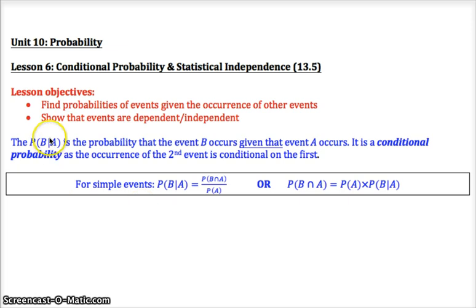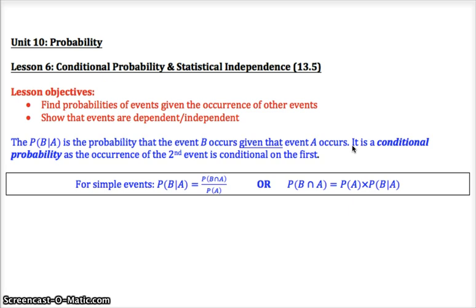All right, so this is the new notation. It's this vertical slash. This is the probability of B given A. So that's how you read this. The probability of B given A is the probability that the event B occurs given that we already know that event A has occurred. And it's called conditional probability, as the occurrence of the second event is conditional, like it rests upon the knowledge that we know that A has already occurred.